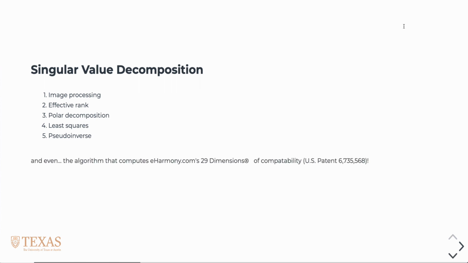And my favorite, the algorithm that computes eHarmony's 29 dimensions of compatibility. And there's actually a patent associated with this, which is really funny because they essentially patent a mathematical algorithm. The 29 dimensions of compatibility, what they do is ask you to fill out a questionnaire. The answers from those questionnaires are then put into a matrix form, and the singular values of that matrix are computed and then compared with another person's. And the closest match to the singular values, essentially, that's how they choose the people that they believe to be closely related to. So they actually patented a mathematical algorithm, which is interesting.